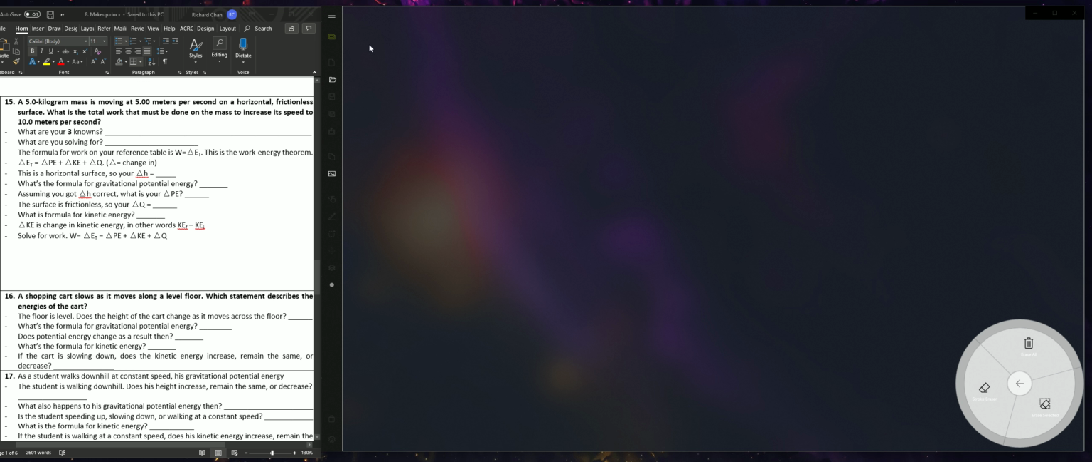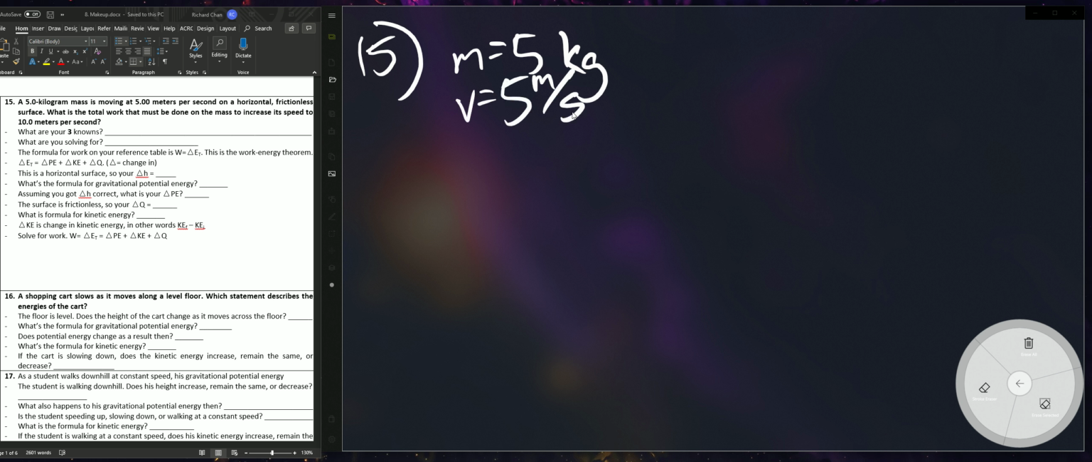15. A 5 kilogram mass is moving at a velocity of 5 meters per second. What is the total work that must be done on the mass to increase its speed to 10 meters per second? So this is your initial velocity, and your final velocity, you want it to be 10 meters per second. And so these are your three knowns right here, and you're solving for your work.